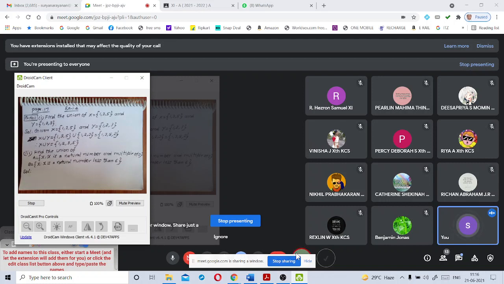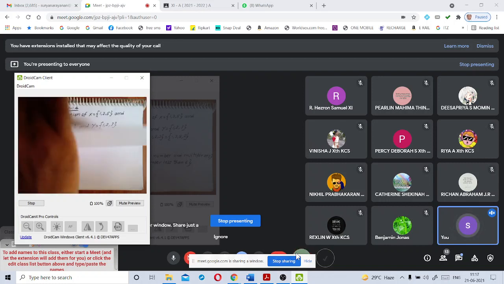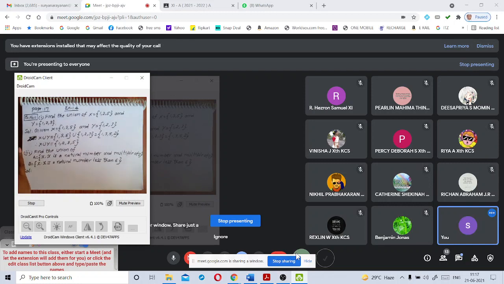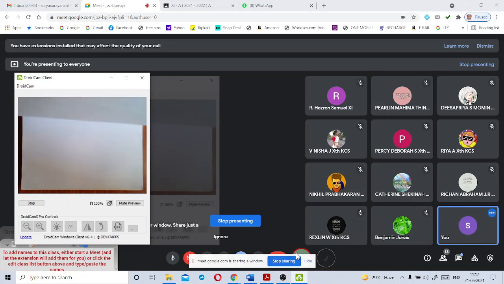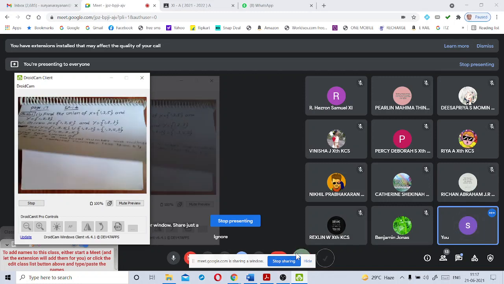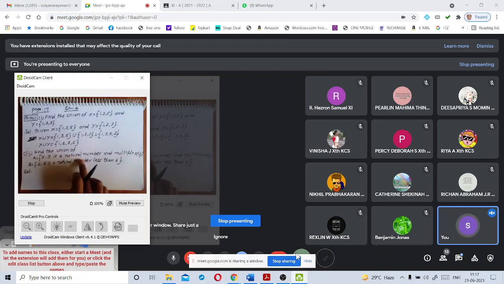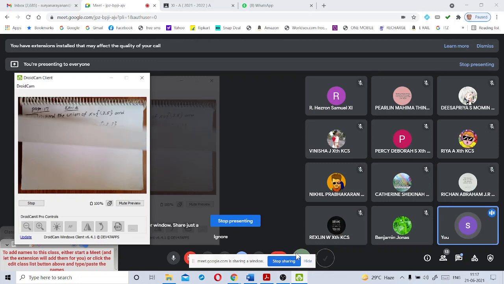Then how to write the union of the two sets? How to write the union of these two sets? It is a very simple task, my dear children. Just we use or. That's all. Between the two sentences, we use or. Okay, my dear children.